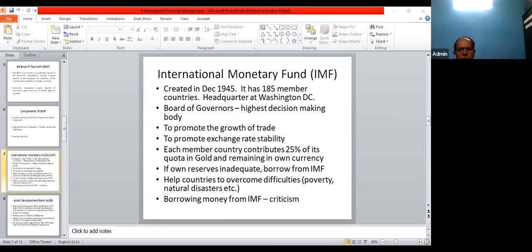point also. The World Bank created 3 affiliated organizations such as the International Development Association, that is IDA, then the International Finance Corporation, IFC, and the Multilateral Investment Guarantee Agency, that is MIGA. As business increased at world level, the World Bank created these, we can say sub-agencies, along with the World Bank.